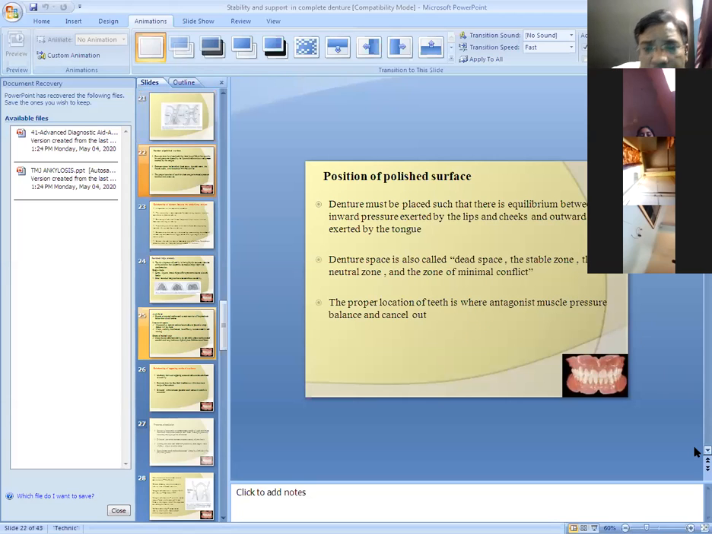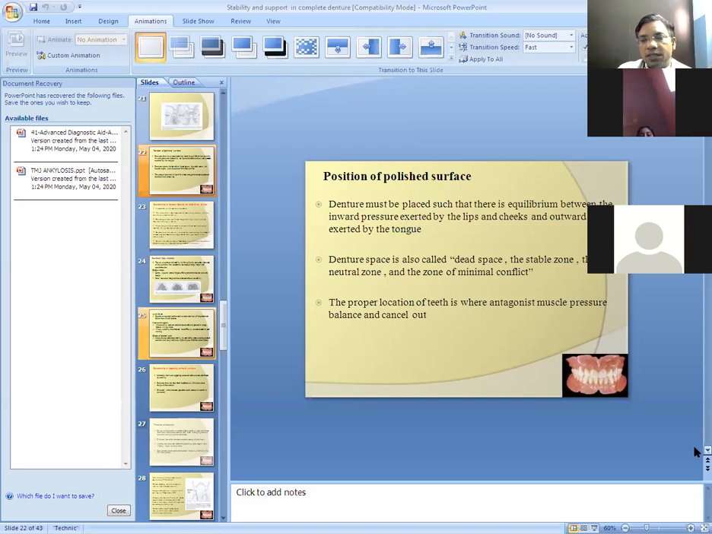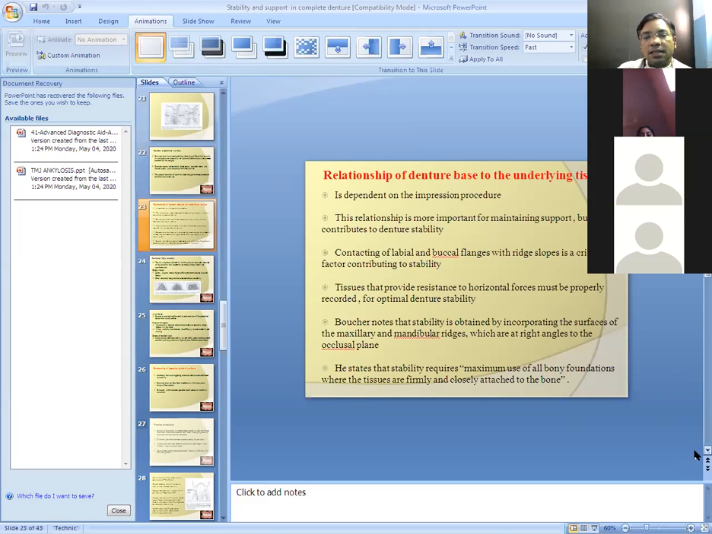Again, the position of the polished surface. The denture must be placed such that there is equilibrium between the inner pressure exerted by the lip and cheek and the outer pressure exerted by the tongue. Tongue movement is not under control, it is involuntary. So tongue pressure is neutralized by lip and cheek. This denture space is called dead space, stable zone, neutral zone, or zone of minimum conflict. So the proper location of teeth is where antagonist muscle pressures balance and cancel out. That means the counterbalance effect on the denture processes will affect the stability.